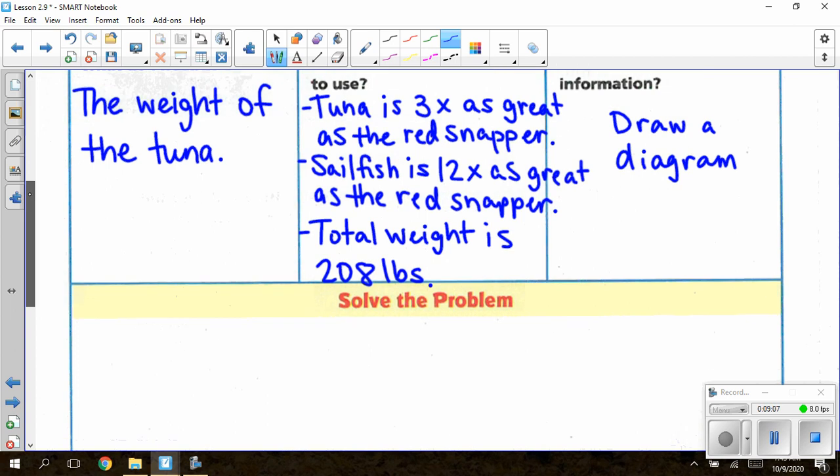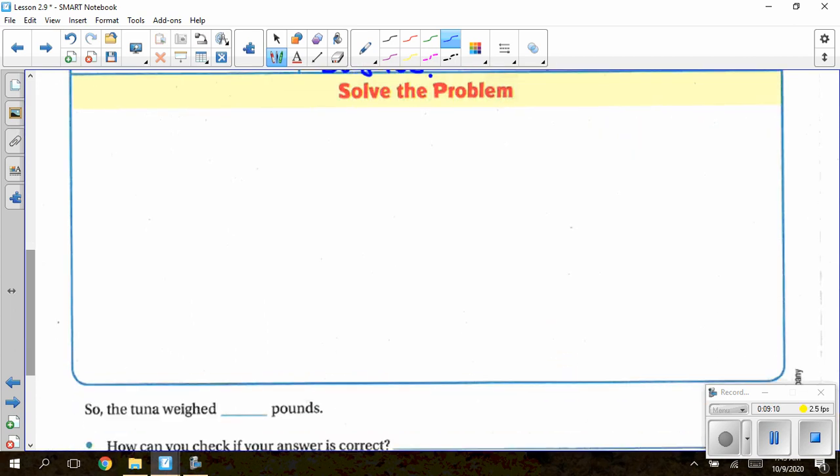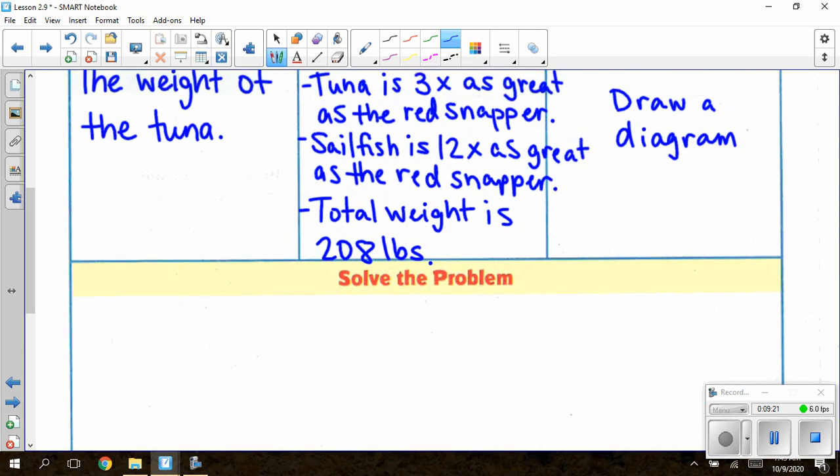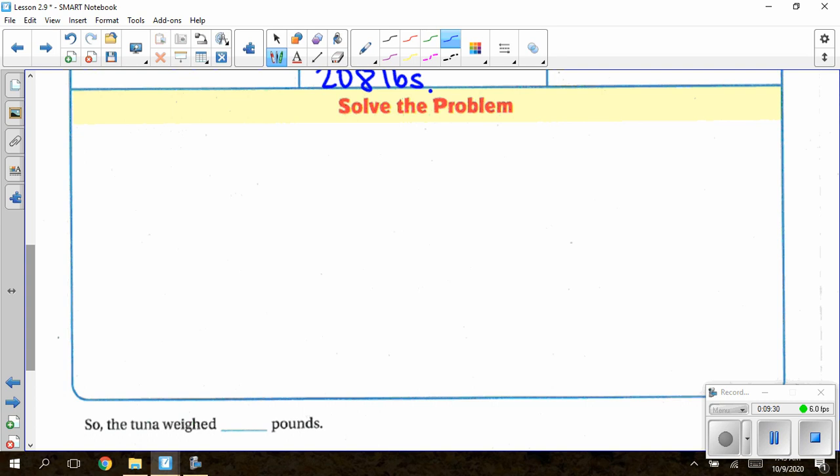So now if you recall from the previous question, we need to make sure we draw the boxes to represent each fish. So the snapper, if you look at the information that we need to use, the snapper is the smallest fish because we see that the tuna is 3 times bigger than the snapper and the sailfish is 12 times bigger than the snapper. So we always need one piece of information to represent the one box. So for this one, it is the red snapper. So I am going to represent the weight of the red snapper with one box.